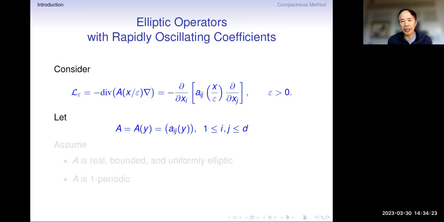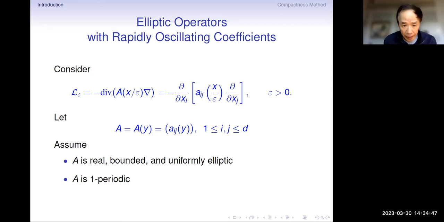So both i and j are summed from 1 to d, d being the dimension of the space. So here, let's just look at the matrix, rescale the matrix A of y, no epsilon here. So the basic assumptions are that A is real, bounded measurable, and uniformly elliptic. Although similar approach can also be carried out with complex coefficients, maybe in more general setting here.